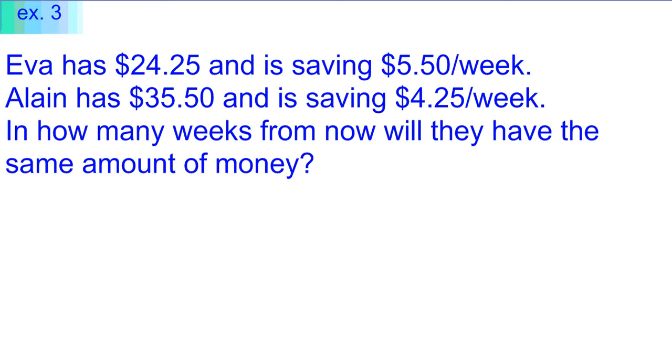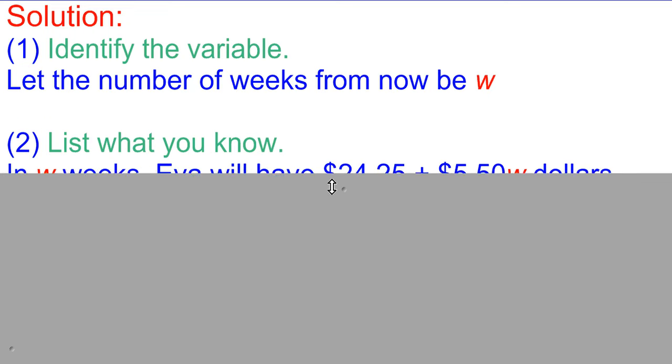So now let's set up. Let's identify the variable. I think we already said that W will be the number of weeks from now, or let the number of weeks from now be W. So what does it look like for Ava?